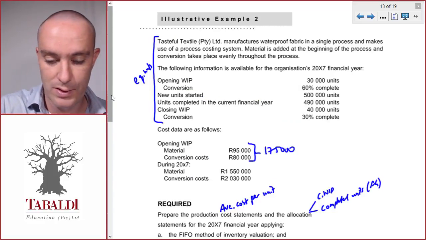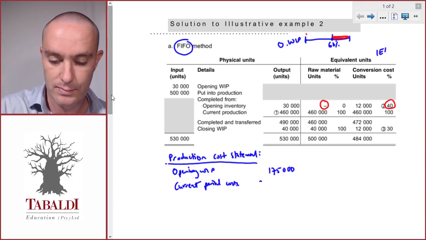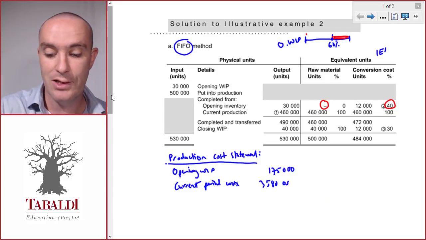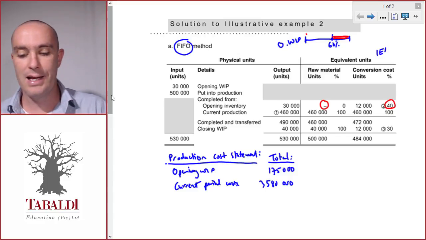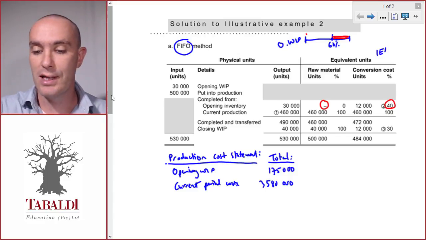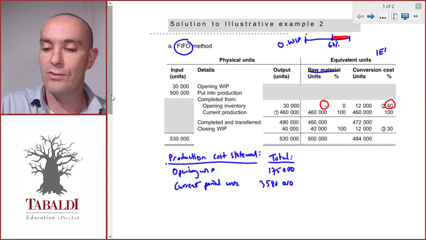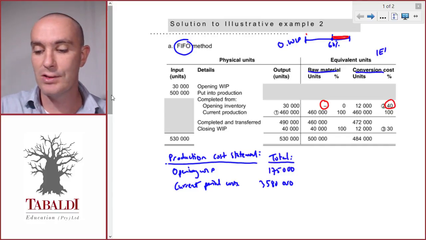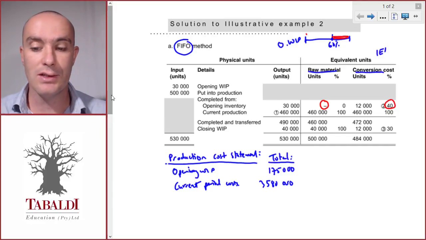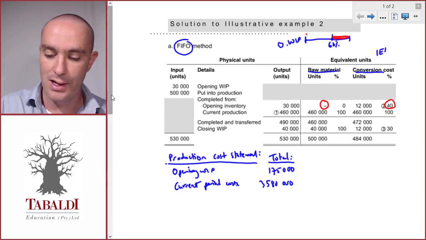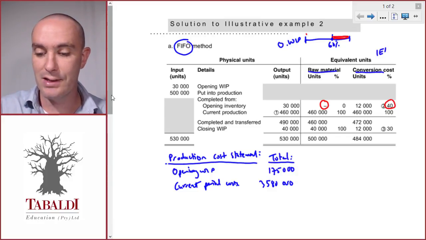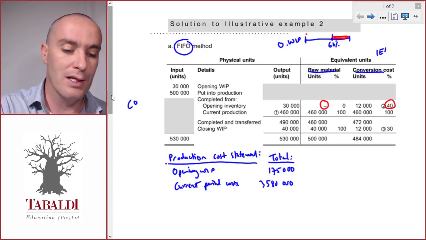And that was the rest, so that's 3.58 million. So this is the total for material and conversion costs. And now we need to calculate the cost per unit. And we need to calculate it for material and for conversion costs separately because the units differ, the equivalent units differ. So then we have to decide, so remember cost per unit is a simple calculation of cost divided by a certain amount of units.